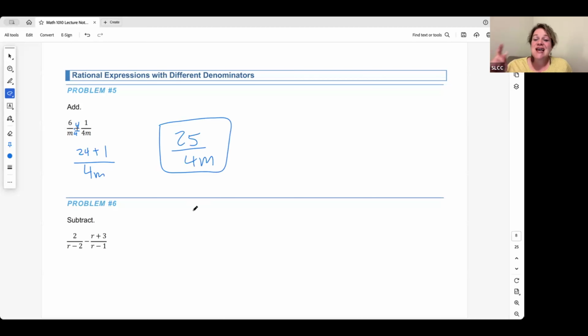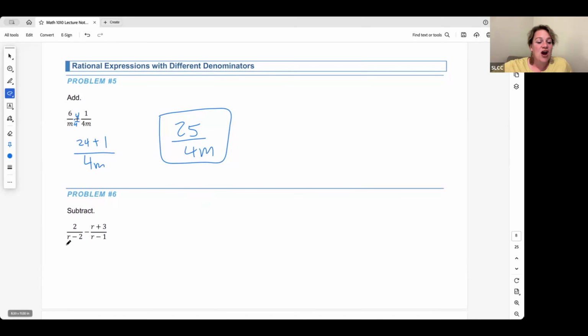Let's look at problem number 6. Same thought process. Step 1, get a common denominator. Step 2, multiply to fix the numerators. And then step 3, combine like terms. Let's look at r minus 2 and r minus 1. They're both binomials and they're distinct. So the common denominator would be r minus 2 times r minus 1.